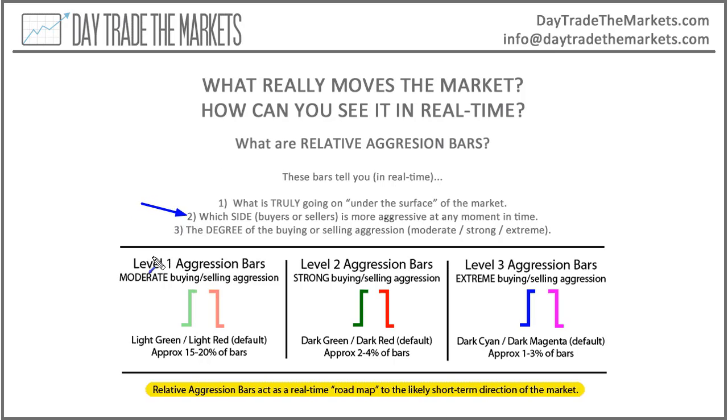Okay? But not only that, they're telling you the degree of the buying or selling aggression. Is it moderate, which we call level 1? Is it strong, which we call level 2? Or is it extreme, which we call level 3? And knowing that gives you a very good real-time roadmap for what's going on under the surface of the market.